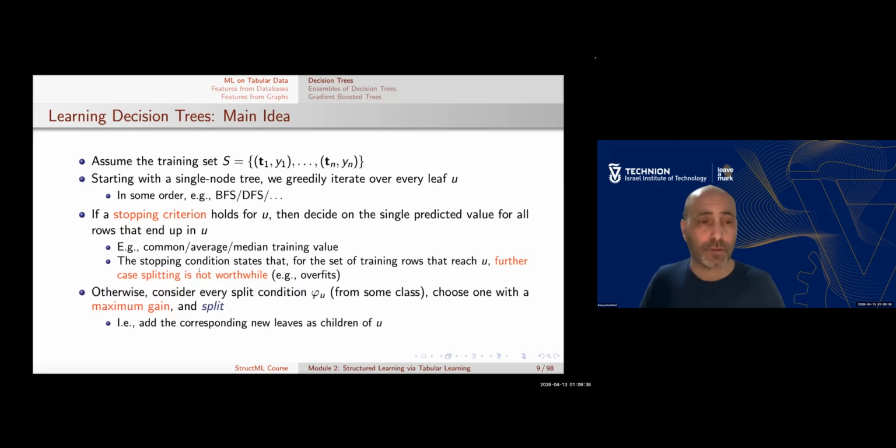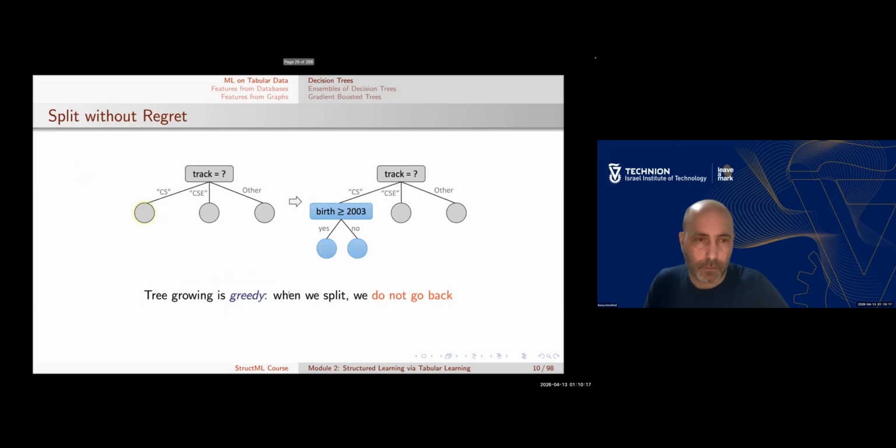But if you didn't reach a stopping criterion, then you, in principle, need to consider every possible split phi u, and among these, choose the one with the maximum gain, the one where you gain the most. We'll see later examples of gain functions. And then you split. Do we consider every condition? Well, we usually restrict to some class of conditions for practical reasons, and we choose the best from that class.